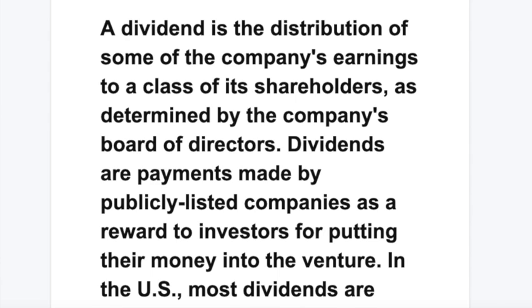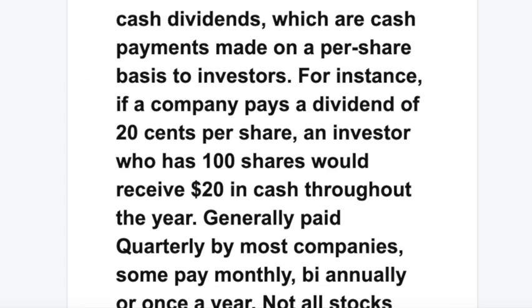A dividend is a distribution of some of the company's earnings to a class of its shareholders as determined by the company's board of directors. Dividends are payments made by publicly listed companies as a reward to the investors for putting their money into their future. In the US, most dividends are cash dividends, which are cash payments made on a per share basis to investors. For instance, if a company pays a dividend of 20 cents per share, an investor who has 100 shares would receive $20 in cash throughout the year.